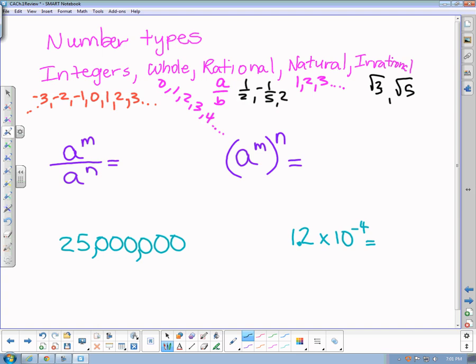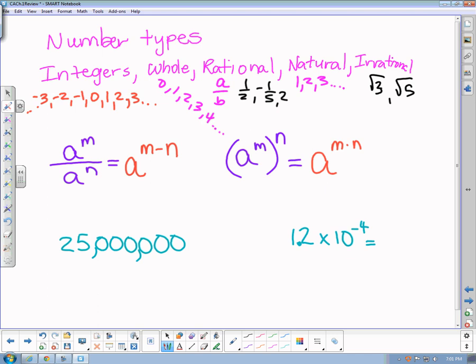Now with your properties of exponents, some things may be, if you have these 2 things, a to the m divided by a to the n, that is the same as saying a to the m minus n because you subtract them. If you have a to the m to the nth power, that is a to the m times n. There are other properties of exponents that you may need to know as well. Those are just 2 examples of them.